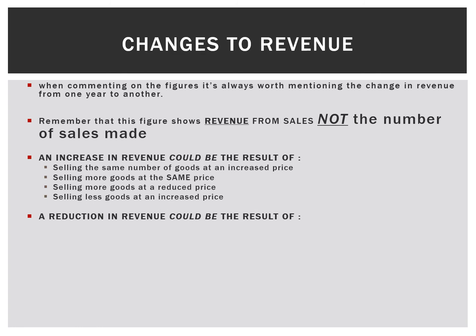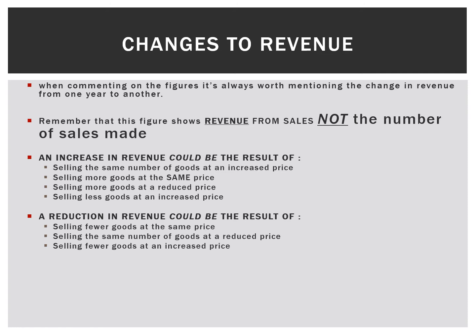Similarly, if revenue has gone down from one year to another, that doesn't automatically mean that you've sold fewer units of product. It could in fact mean that. It could mean that you've sold fewer goods, but it might mean that you've sold as many goods as you did in the previous year, but at a reduced price. It could mean that you're selling fewer goods at an increased price, or that you're selling fewer goods at a reduced price. We really don't know from the information that's available which of those it is.